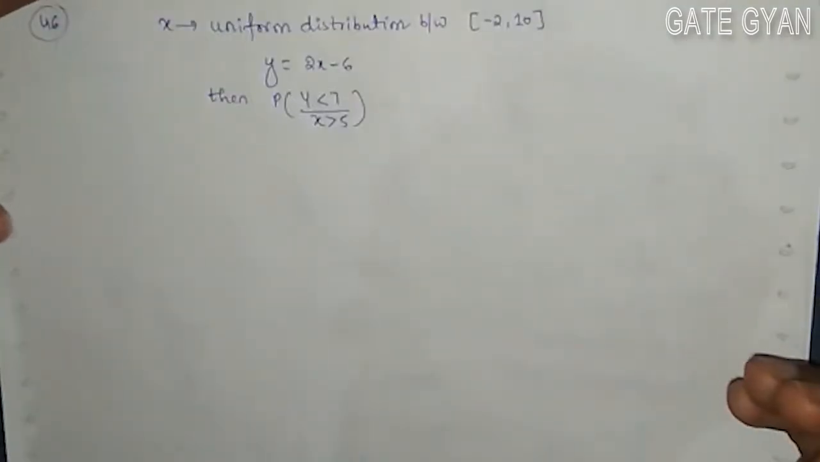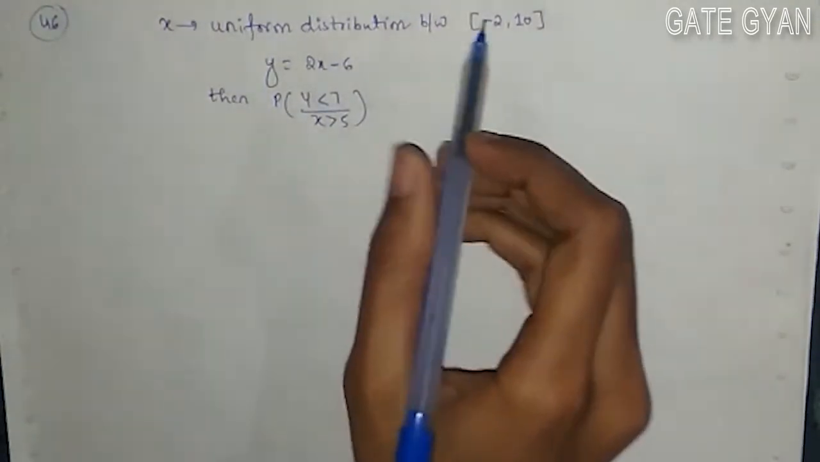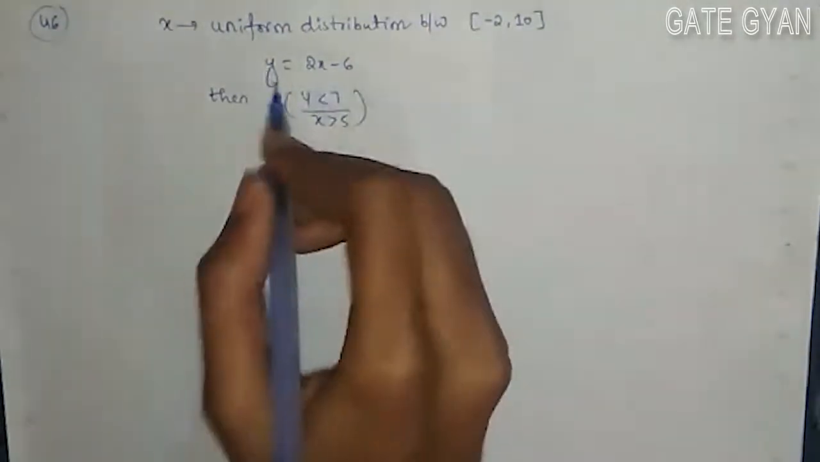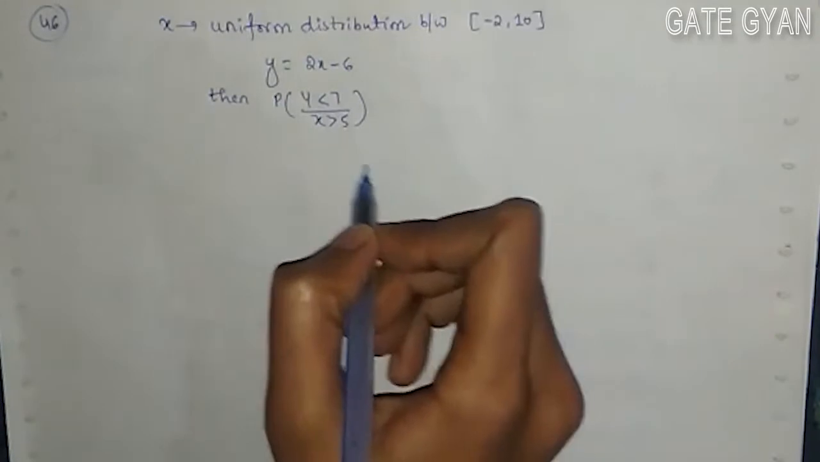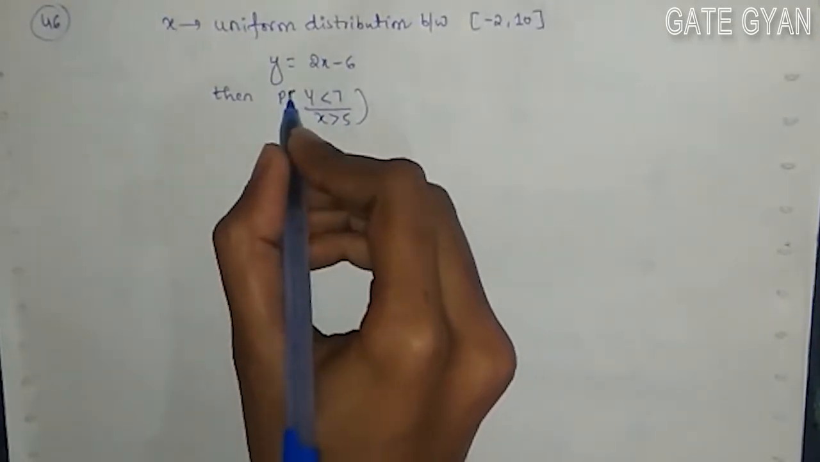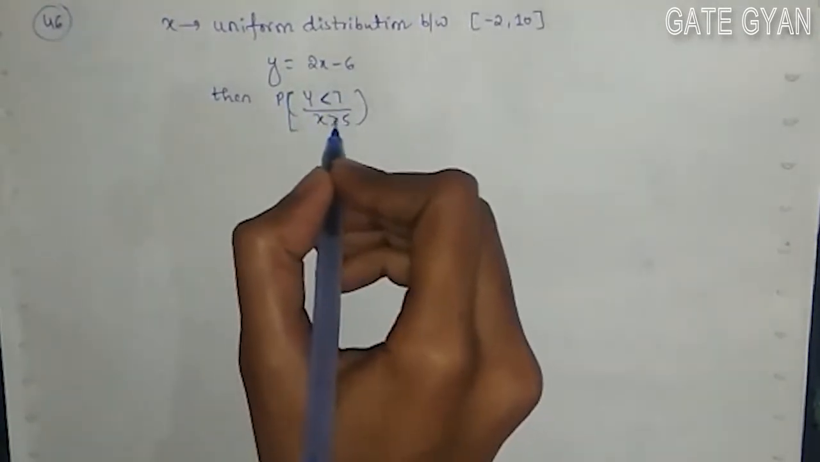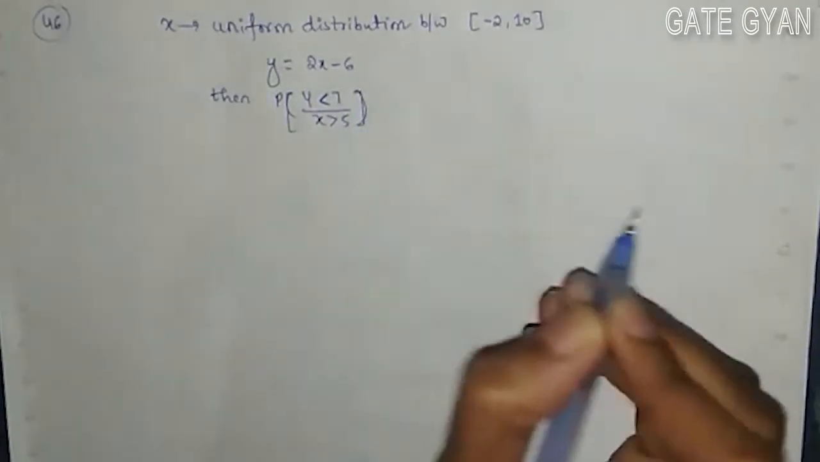In this question we are given that x is a uniform distribution between minus 2 and 10, and y is given as y equals 2x minus 6. Then it's asking for the probability of y less than 7 and x greater than 5.